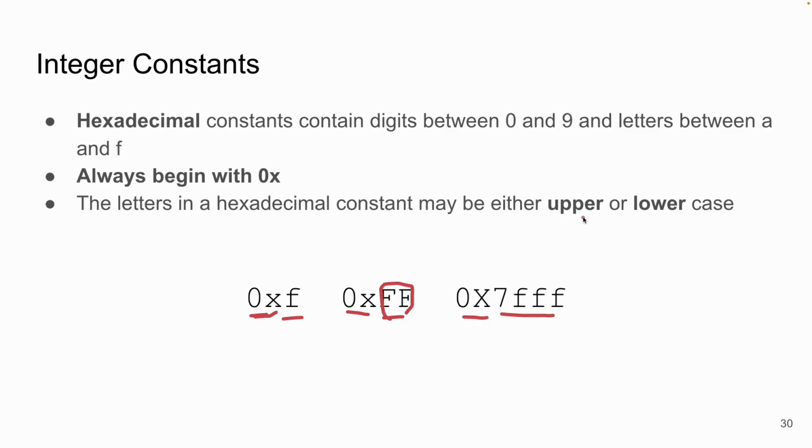They can be uppercase or lowercase. So you can write FF in uppercase, but you can also write ff in lowercase. And the x in the 0x can be a lowercase x or an uppercase X. All of those are correct hexadecimal integer constants in C.